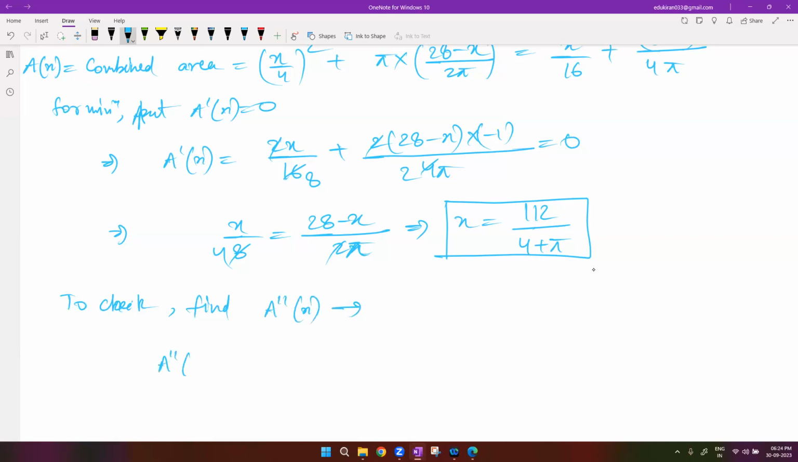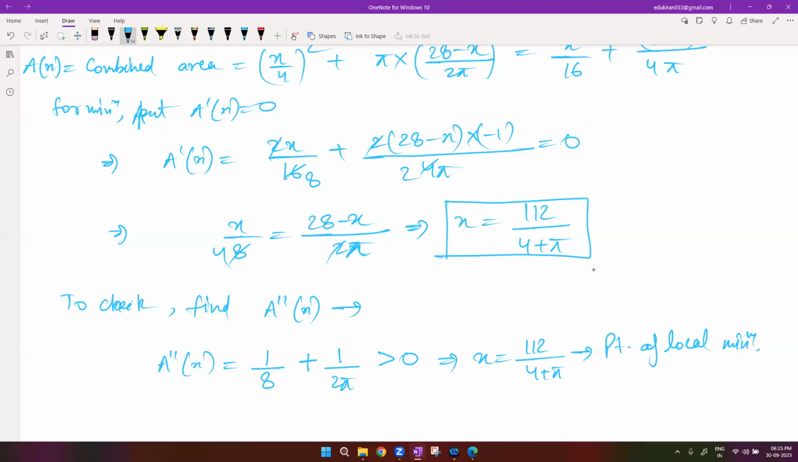So your a double dash x would be 1 by 8 minus this upon 2 pi, and 28 minus x would be minus 1 again. So you can see that a double dash x in itself is a positive quantity. If a double dash x is greater than 0, it means that whatever you get, this is the point of local minima. It does not depend on x even.